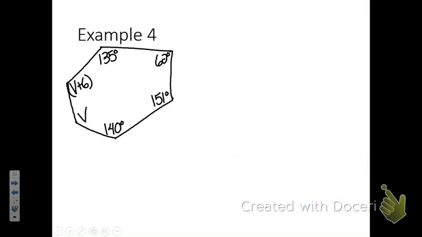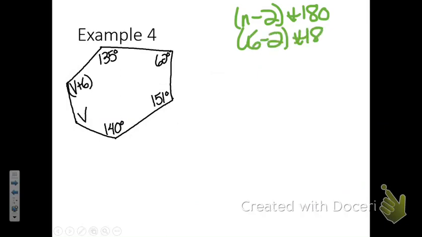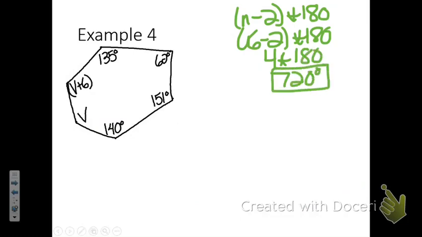So what's the first thing I'm going to have to do on this one? How many triangles are in it? Yeah, we've got to figure out its angle sum. So use our formula: n minus 2 times 180. How many sides do I have here? 6, which is going to give me 4 triangles. So 4 times 180 is 720 degrees. So all 6 angles of this hexagon must add to 720 degrees.